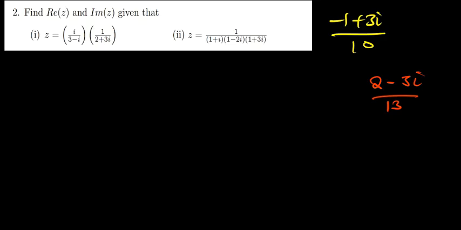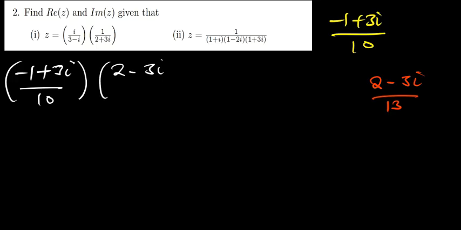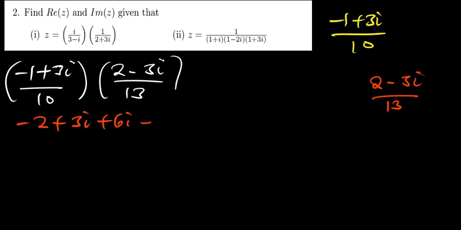So now what I have for the second part, now I'll have this. I'm multiplying negative 1 plus 3i divided by 10 in the brackets. You multiply this by 2 minus 3i divided by 13, like that. So we start one by one. Negative 1 times 2 is negative 2. Negative 1 times negative 3i is positive 3i. Then 3i times 2 is plus 6i. 3i times negative 3i is going to be negative 9i squared. I divide this, 10 times 13 is 130.